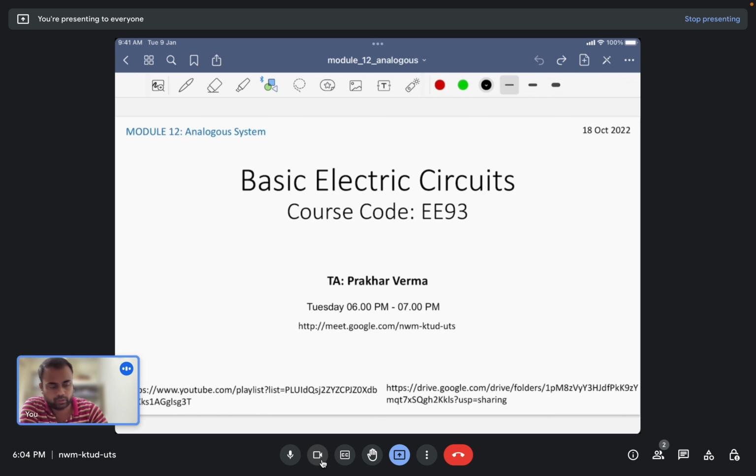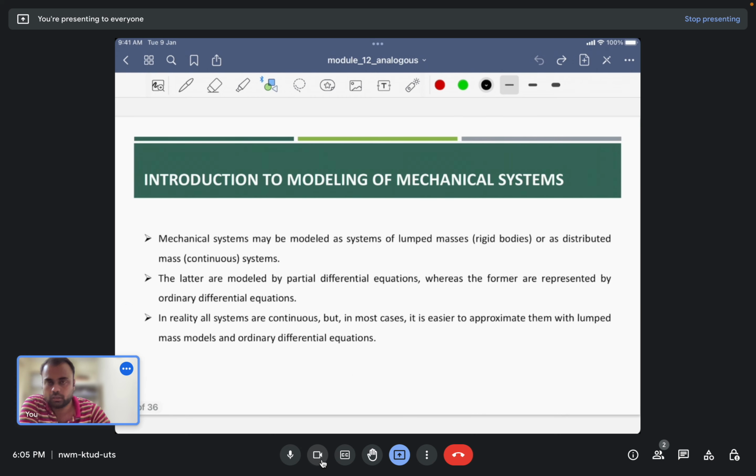Okay, so let us start. In module 12, we'll be looking at analogous systems, that is, how we can transform any mechanical input into an electrical output. This chapter is very important from the perspective of control systems and designing control system devices. So let us have a brief introduction about modeling of mechanical systems.